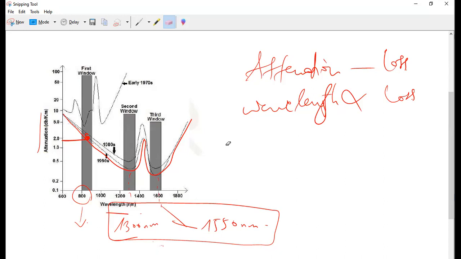It has wavelengths on the x-axis. We have wavelengths here and attenuation here. What is attenuation? That is loss. The graph shows the relationship between wavelength of light and attenuation. For different wavelengths, you have different attenuation, and that curve shows it.